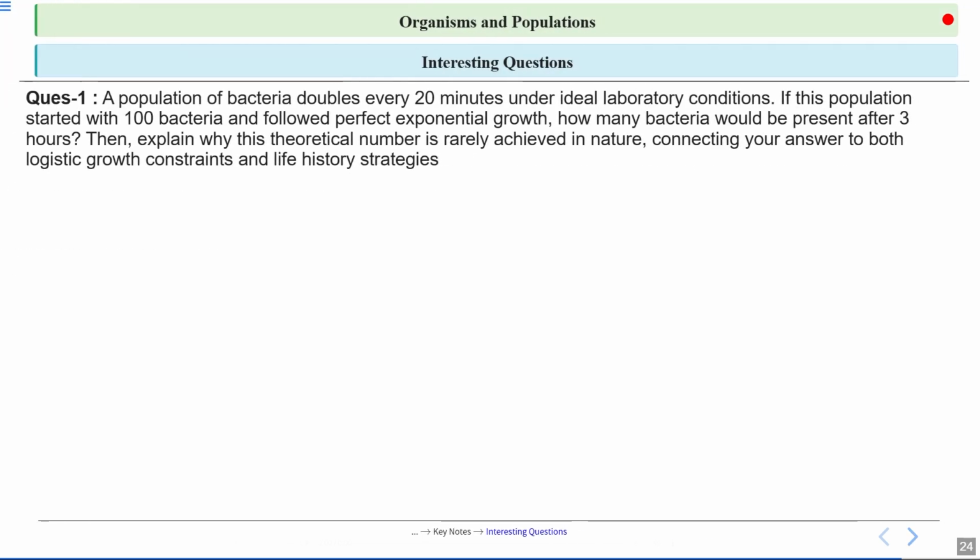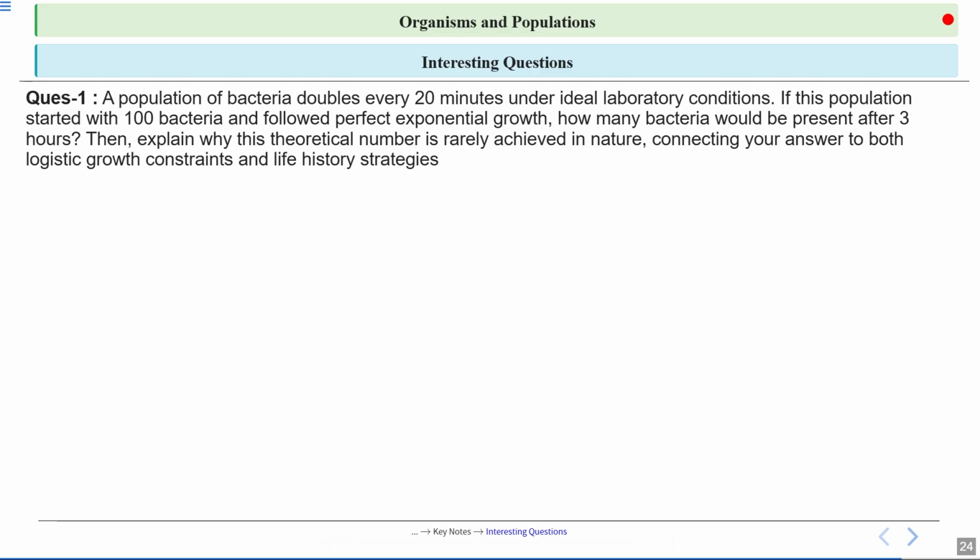Now there are some interesting questions for you. You have to analyze this question. Okay, you have to critically analyze these questions. The first question is: the population of bacteria doubles every 20 minutes. So bacteria can reproduce very fast. Okay, they can divide very fast. Okay, so a population of bacteria doubles every 20 minutes under ideal laboratory conditions.